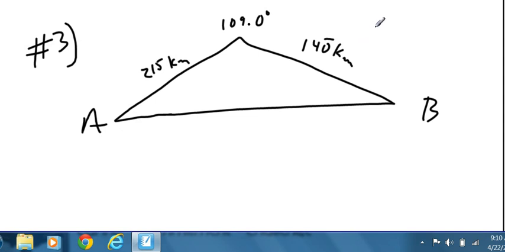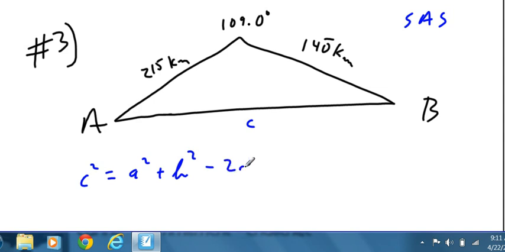All right, so we have a situation where we have side, angle, side, so I have to use the law of cosines to solve the problem. And now the issue is, what are we going to look for? Well, we're going to look for c, because c squared is equal to a squared plus b squared minus 2ab cosine C, and I know all of those.